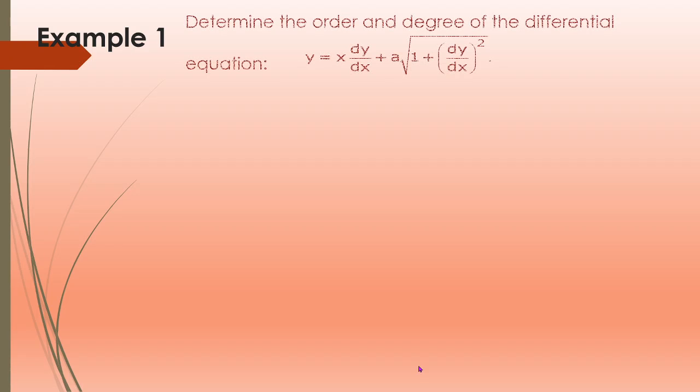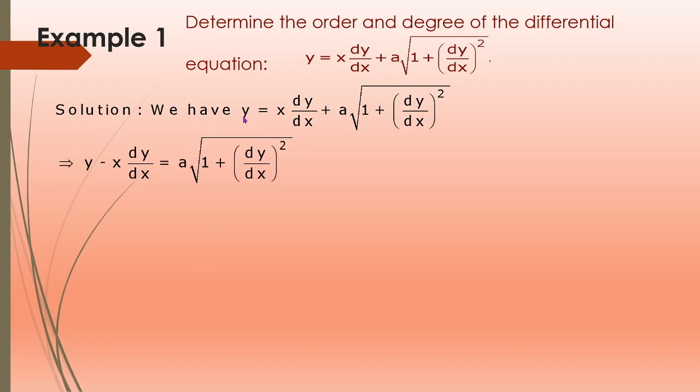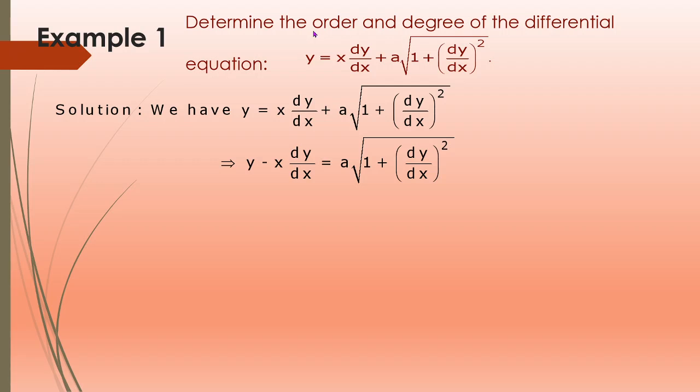So let us try to understand the concept of evaluating the order and degree of the differential equation with a couple of examples. Let us see the first example. Determine the order and degree of the differential equation. First we will go for the rules required. Before evaluating the order and degree, we will have to make the equation free from the radical sign. So here we find this radical sign.